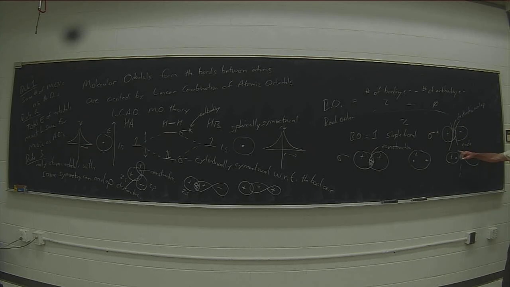If electrons in this antibonding orbital have a relatively low probability of being anywhere between the nuclei and a zero probability of being exactly between the nuclei, which means they're not very effective, right? They're actually trying to pull the molecule apart.